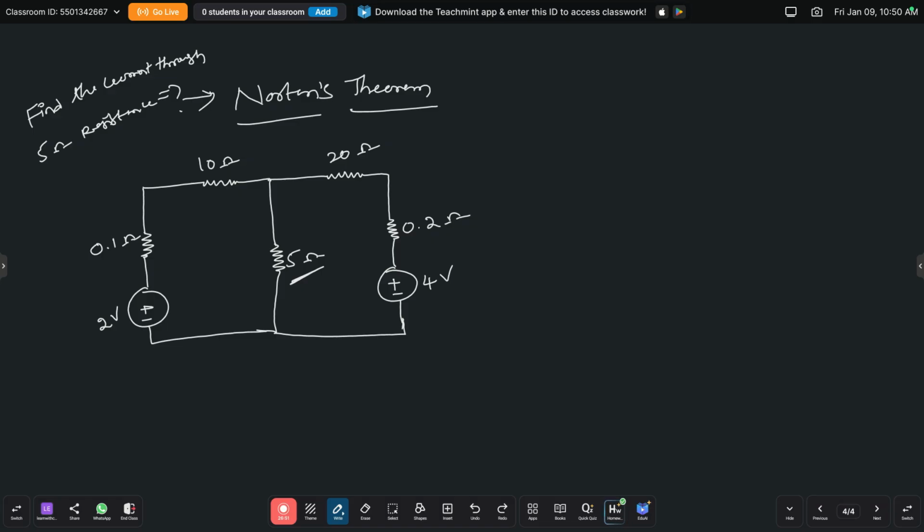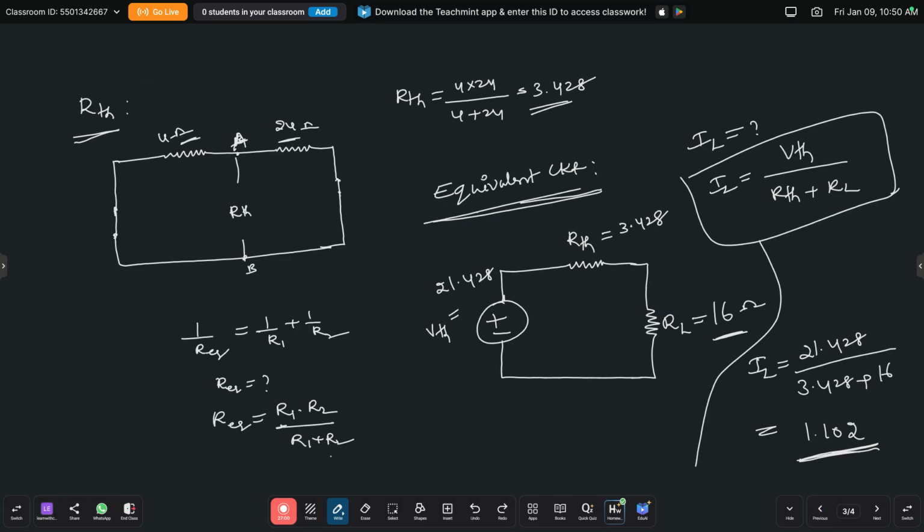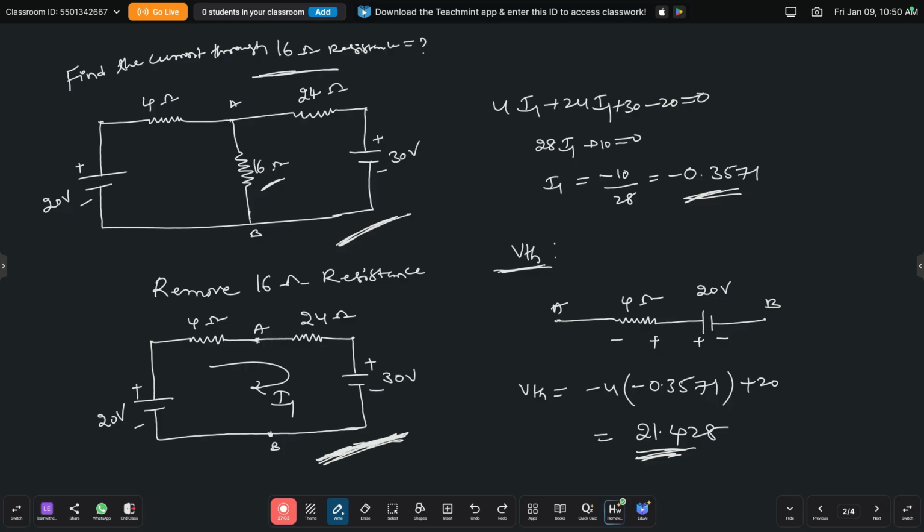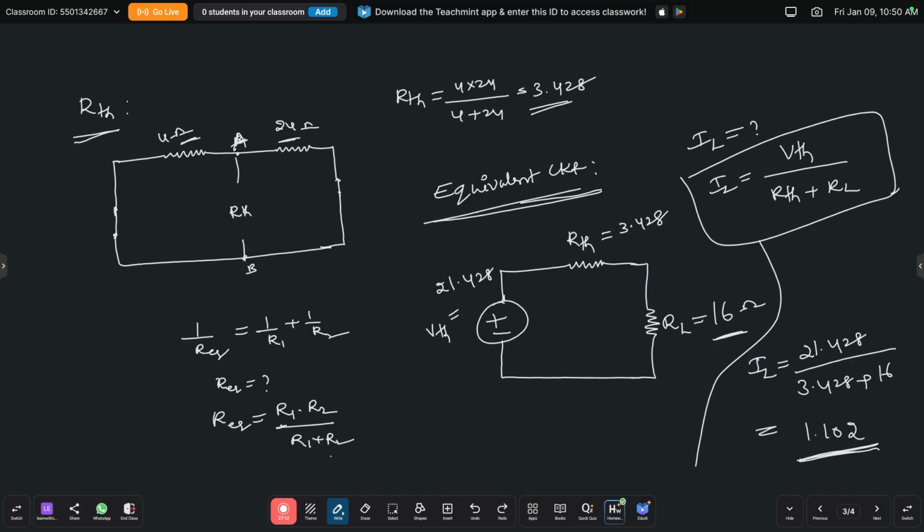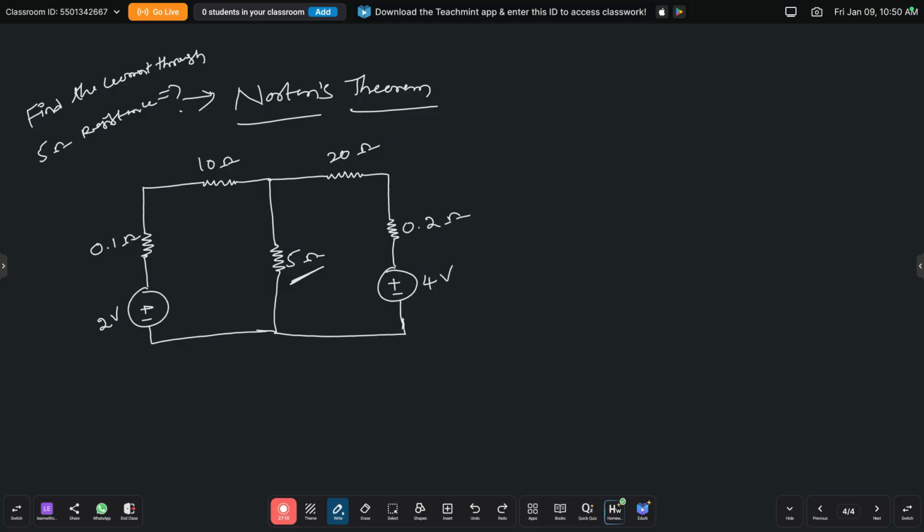In the previous class, in Thevenin's theorem, we needed to find the current through a 16 ohm resistance, so we first removed the 16 ohm resistance. That is the procedure for Thevenin's theorem. But in Norton's theorem, we need to find the current through the 5 ohm resistance, so the particular resistance where we need to find the current should be short circuited first.